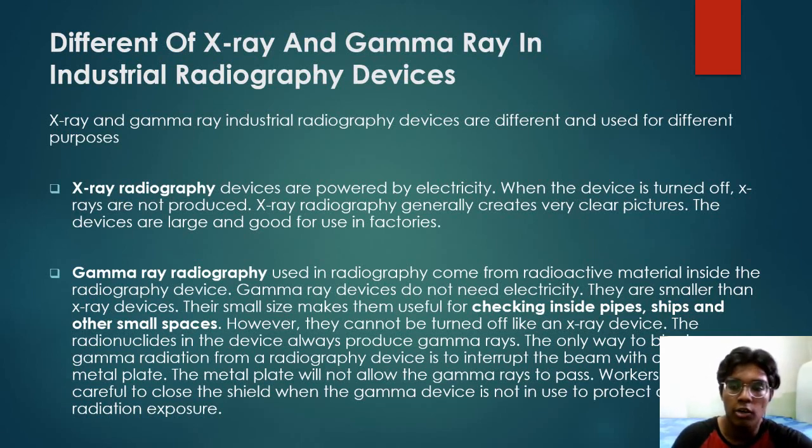The gamma radiography is different because it does not use electricity, so it is better. It is smaller, and the small size makes it useful for checking inside pipes, ships, and other small spaces. However, it can't be turned off. Actually, we have to put a metal plate to stop the gamma ray from penetrating.